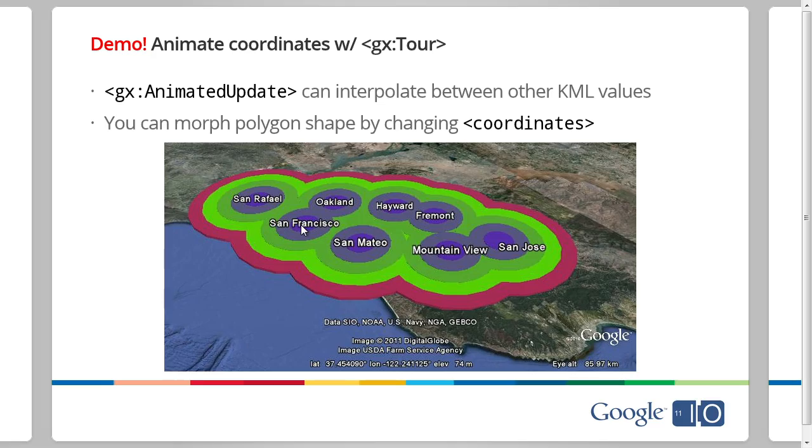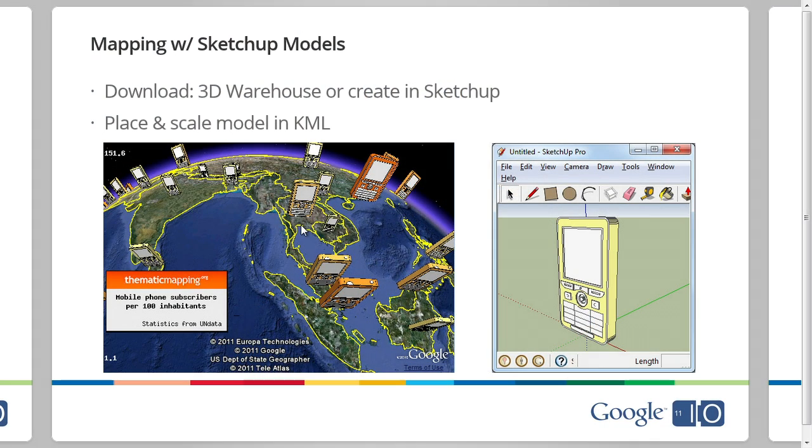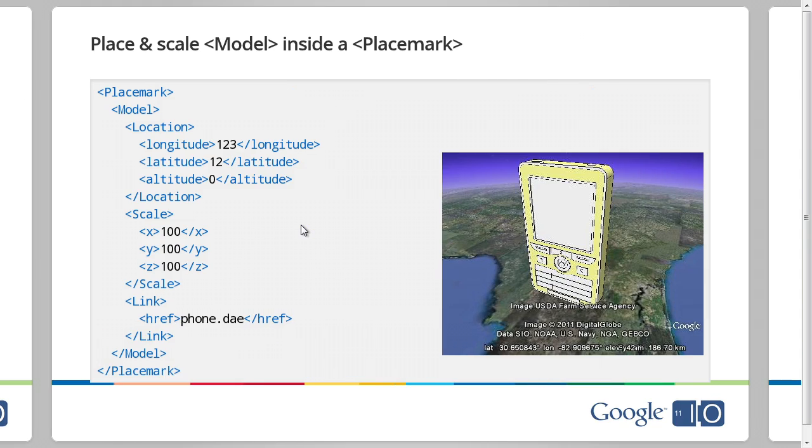All right. Another way of doing thematic maps, and I'm going to rush through this a little bit so we can get to the GPS session, is to use 3D SketchUp models instead. So here's SketchUp. We've got a model of a cell phone. This screenshot comes from thematicmapping.org, an awesome website. They have an API for creating thematic maps, although the animations aren't done quite the same way as I'm showing here. Basically, you've got a placemark. You specify the location, the scale, and the model file.